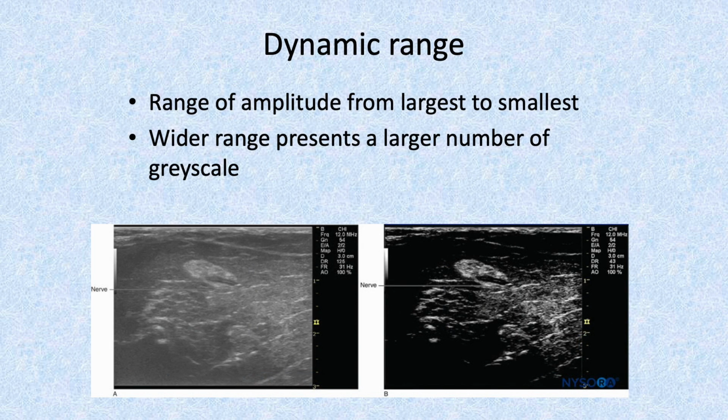Dynamic range. Dynamic range simply means the number of grayscales. If you cannot understand what dynamic range is, it just means that you increase the grayscale in the image. Sometimes the image is too black and white. Sometimes you want to see fascia, muscle, then you need a bit of grayscale. So this is without dynamic range. The next one is with more dynamic range. Okay.